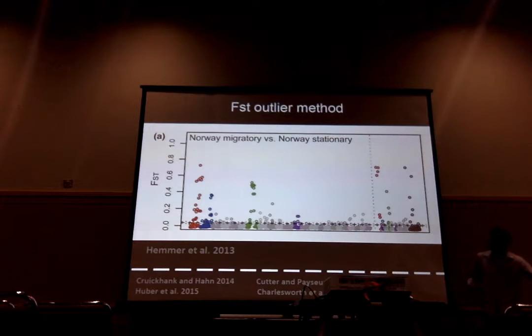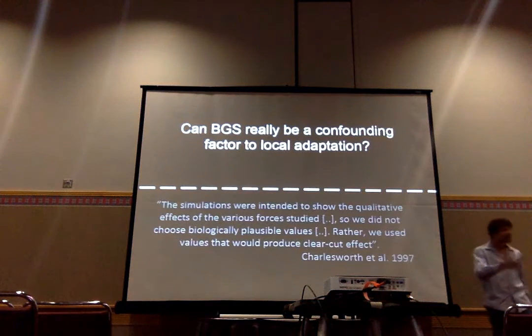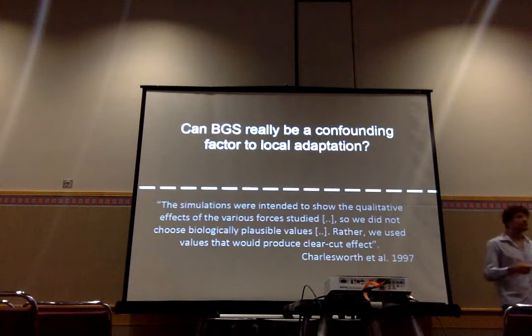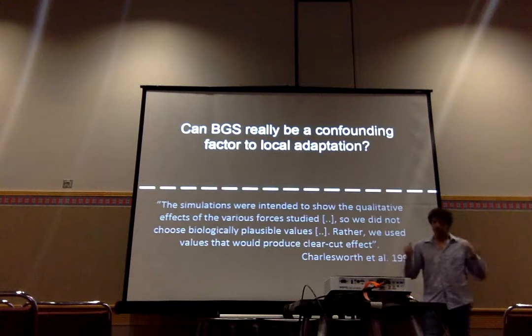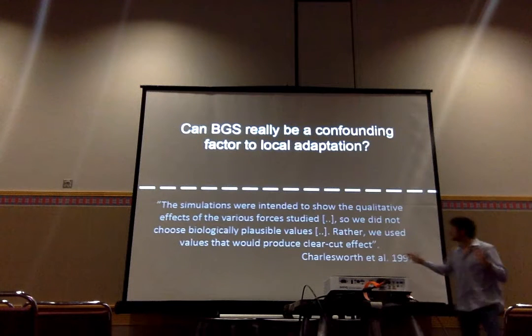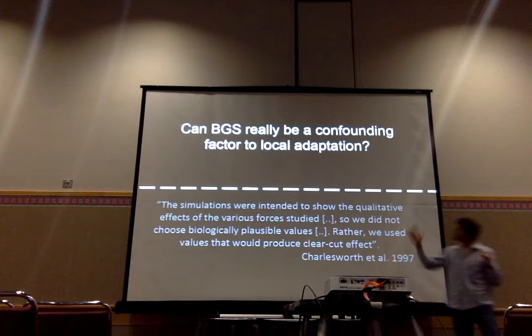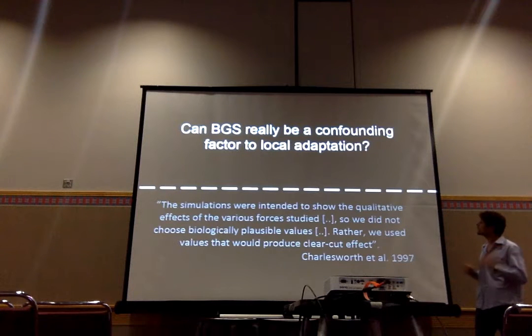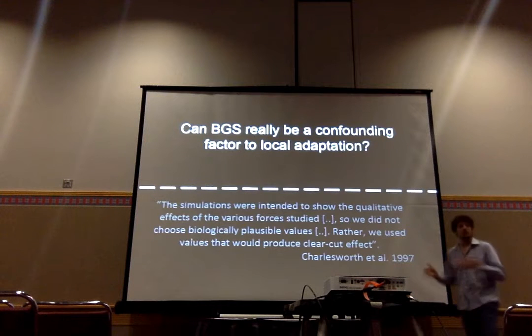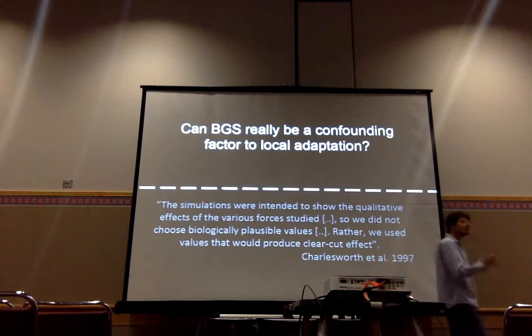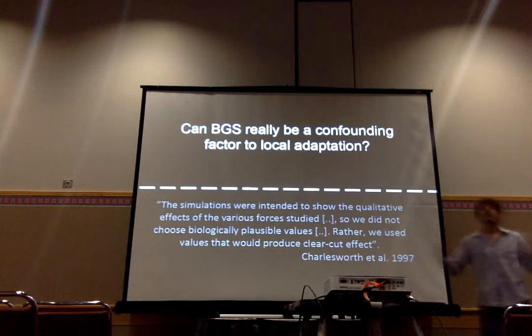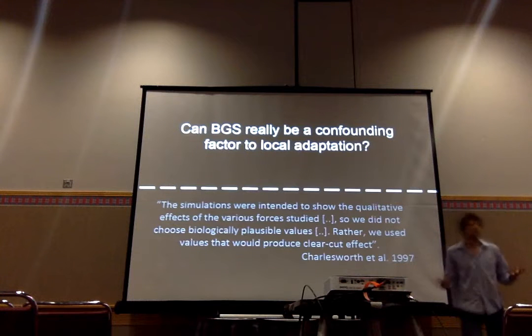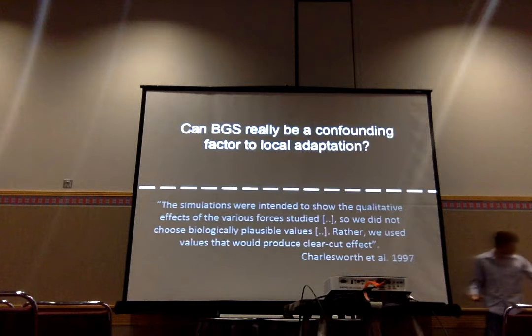So the question I want to ask is really: can background selection really be a confounding factor to local selection? There has been a number of studies on the subject, and I think they all share the same features. It's very well explained in Charlesworth et al. 97, when they say the simulations were intended to show the qualitative effects of the various forces studied, so we did not choose biologically plausible values; rather, we used values that would produce a clear-cut effect. So far, I think we mainly tried to show that it is possible that background selection could cause such a genetic island of divergence, but we don't really know if it's plausible for realistic parameter values. So that's what we want to do.